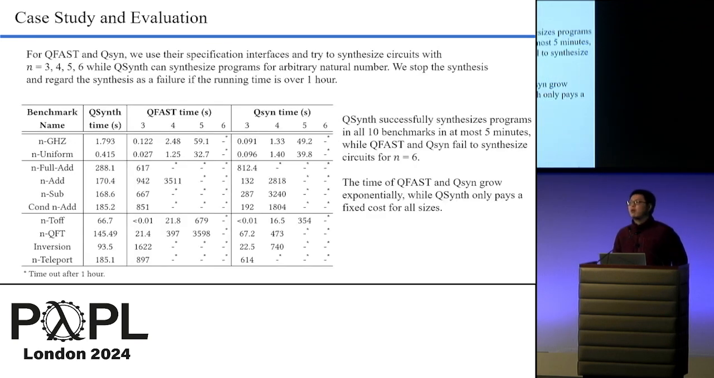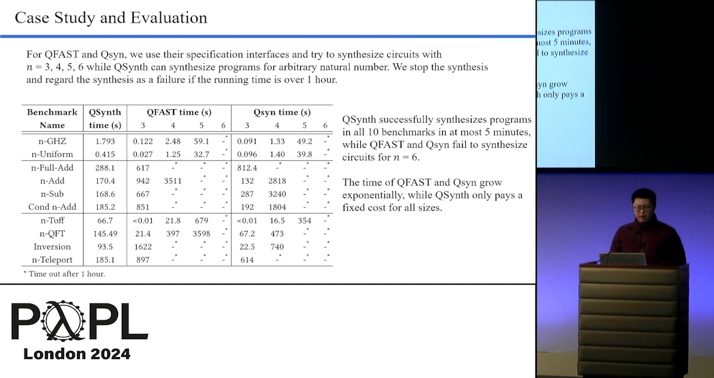For the previous frameworks, QFast and QSynth, we used their specification interface to test their synthesis time for different synthesis tasks. And for each framework, we test them under different application sizes from 3 to 6. From the result, we can find that for QSynth, we just need a constant time to generate a result program for any size of the applications.